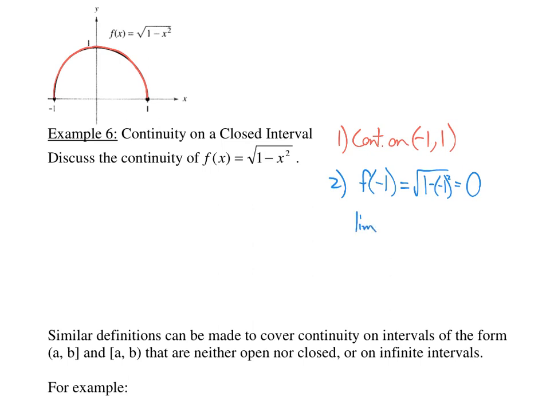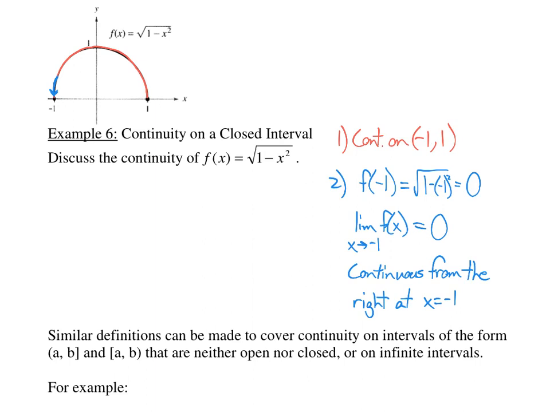As I take the limit of f of x as x approaches -1, what is this function approaching? 0. Therefore, it's continuous from the right at -1. And I know it may be tricky because you're looking at the left side of the interval, it's continuous from the right. But you're coming from the right towards the left. That's why. This is all for example 6.